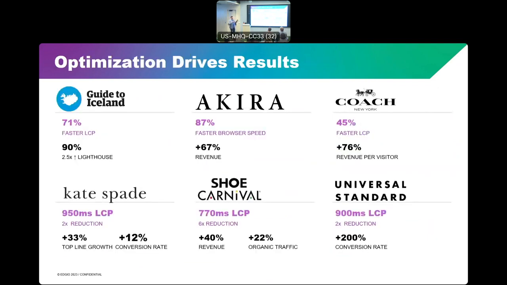And finally, I want to point to some very real results. Primarily through different optimization techniques, you can see these results from projects we've done. So at Coach, we did LCP improvement and achieved a 45% improvement in the largest contentful paint. And that resulted in a 76% increase in revenue per visitor. We can see increases to organic traffic at Shoe Carnival, and increases in conversion rate at Universal Standard.